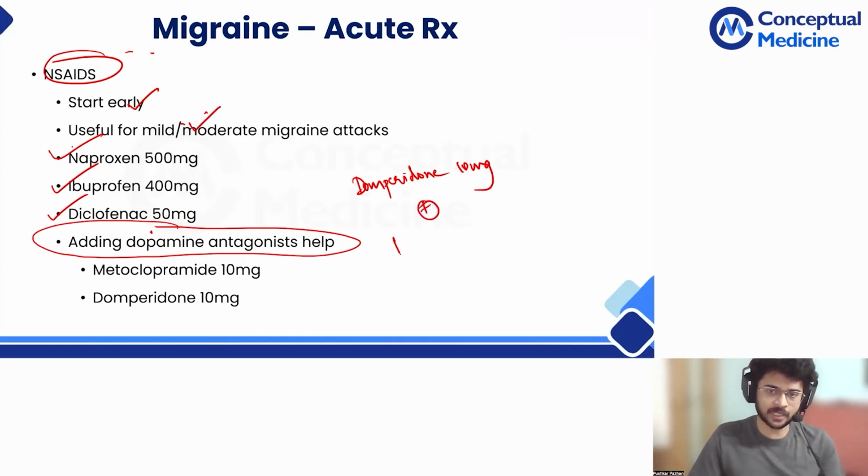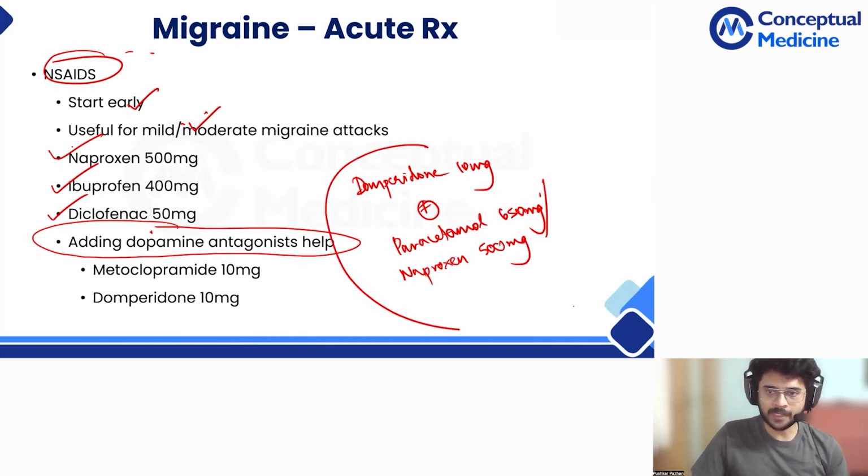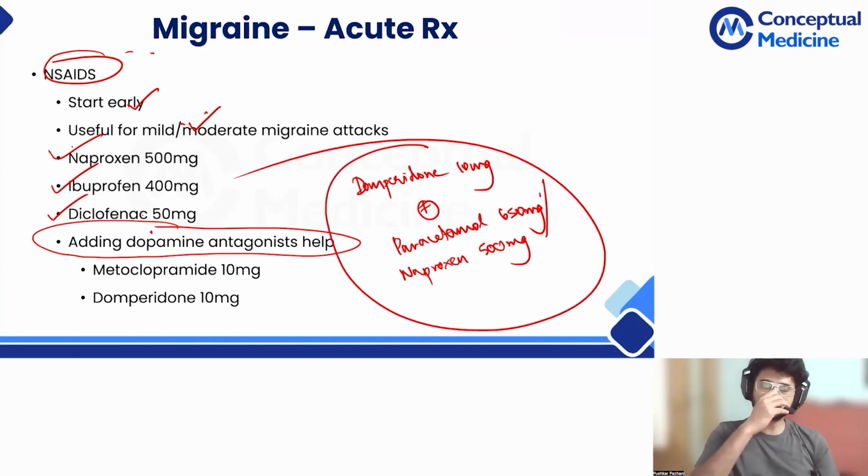I add it either along with paracetamol 650 milligrams. I use this for mild headaches. If it's a little bit more moderate, I usually prescribe domperidone along with 500 milligrams of naproxen. Adding domperidone really helps. It's not just because migraine is associated with vomiting. Remember that in migraine, the oral absorption of drugs is actually impaired. So adding domperidone to your NSAID is definitely going to help.